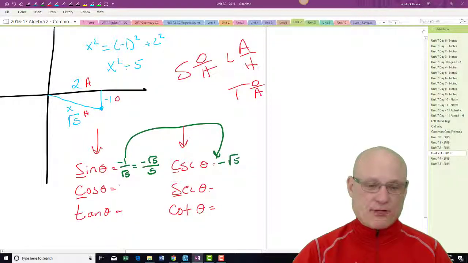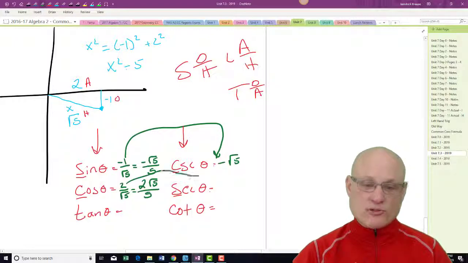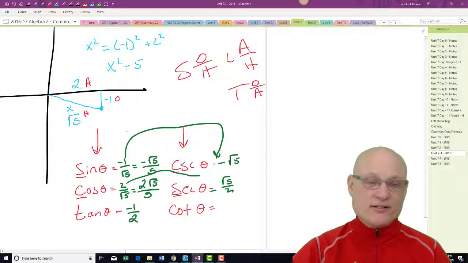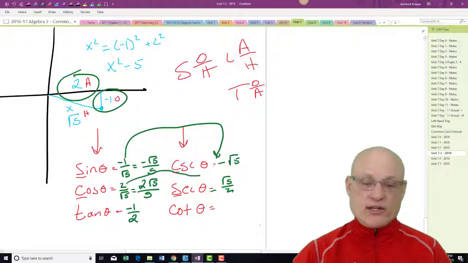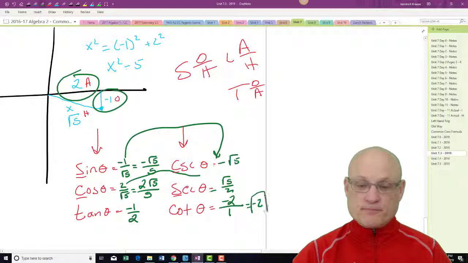Cosine is adjacent over hypotenuse. 2 over the square root of 5. And if I multiply by the square root of 5 over the square root of 5, I get 2 square roots of 5 over 5. Now the reciprocal of this one is the square root of 5 over 2. And finally, tangent's easy. Tangent would be -1/2, opposite over adjacent. And cotangent is just the flip of that, -2 over 1, or just -2.